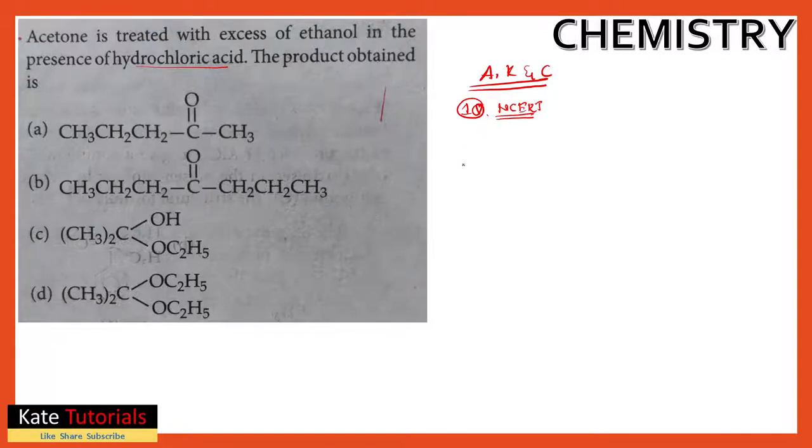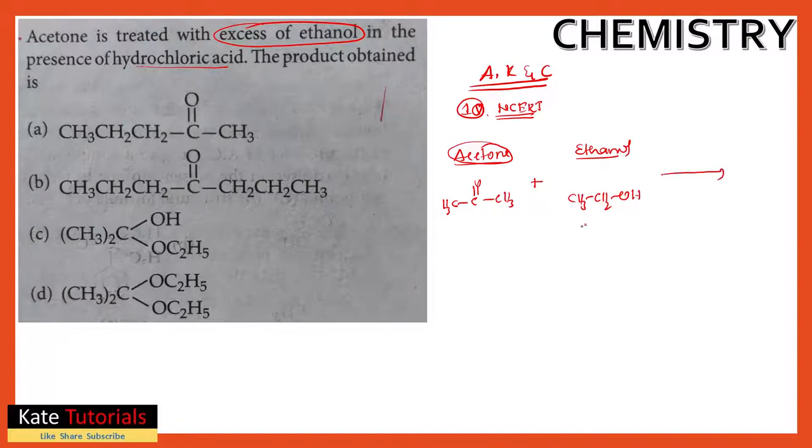So what they have told: I have acetone. Initially you should know the structure of acetone. Acetone means CH3COCH3. To that I'll add excess of ethanol. Ethanol formula you should know. If you don't know this formula, then there is nothing you can do. Acetone is a ketone, CH3COCH3, and ethanol is CH3CH2OH.